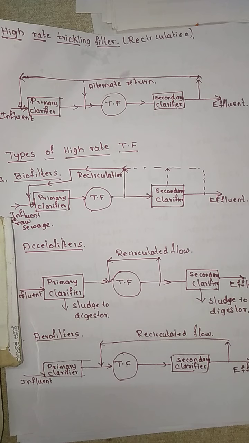Okay, and then the hydraulic loading rate should not be less than 150 million liter per hectare per day. So this is regarding the different types of high rate trickling filter.